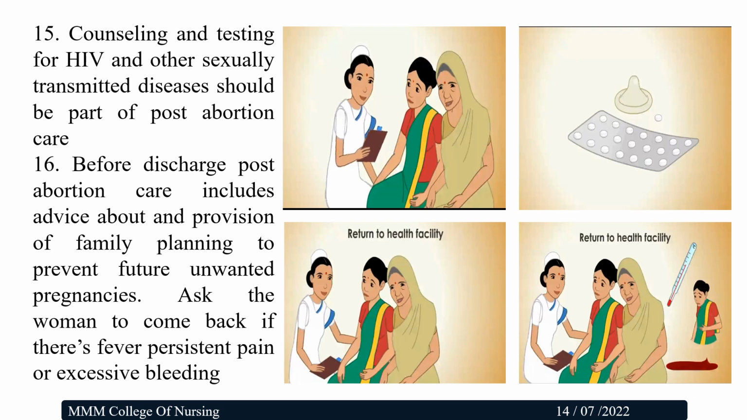So what else do you have to do? Once the procedure is over and the hemostasis is observed and the patient is comfortable, you have to advise the mother, give the counseling for the mother, and testing for HIV and other sexually transmitted diseases should be part of post-abortion care. And before discharge, you have to also instruct the mother about family planning services to prevent future unwanted pregnancies, and ask the woman to come back if there is persistent pain or excessive bleeding. Okay, so all the discharge advice should be given to the mother before she gets discharged.